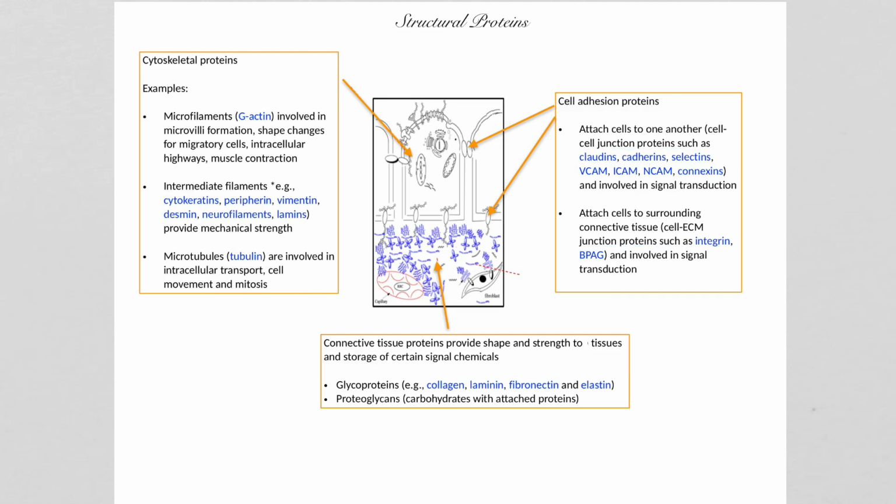Then we have the connective tissue proteins. These are structural proteins that provide shape and strength to tissues, and they're also involved in the storage of certain signals important for cell division as well as for cell differentiation. Examples of connective tissue proteins are the glycoproteins. These are proteins that have attached carbohydrates. Example, collagen, laminin, fibronectin, elastin, and so on.